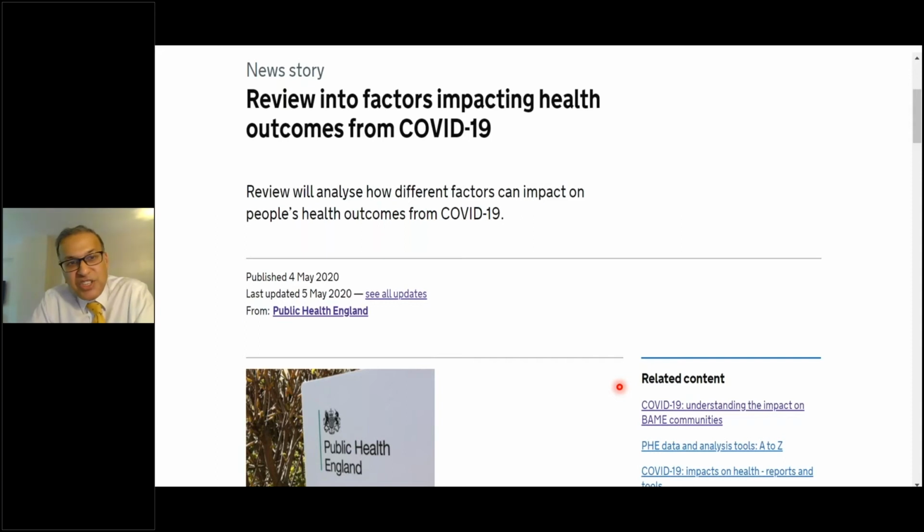NHS England asked PHE to start a review to look into the factors impacting the health outcomes from the COVID-19 virus and why they were impacting the BME communities so adversely. But while all of this was being done, and every day we were hearing reports of ethnic minority colleagues dying from this virus, sadly, nothing was really being done on the front line to mitigate the risk from COVID-19 infections. Nothing meaningful was being really done.